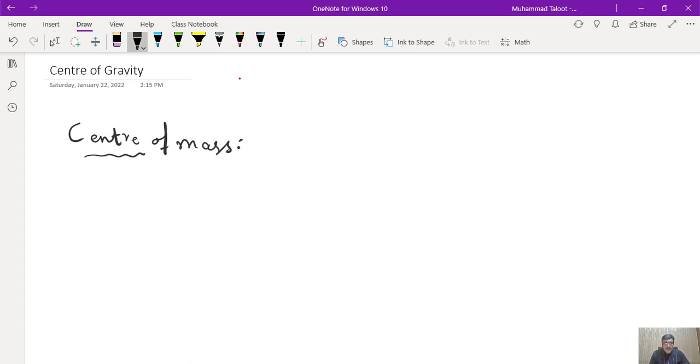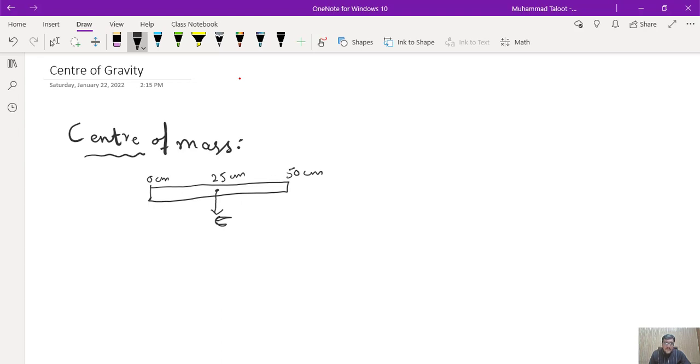Means to say, for example, if I have a scale here. This is the 0 centimeter mark, and somewhere here it is the 50 centimeter mark. So what is the center of this? Obviously its center will be at 25 centimeter. So it means that its whole weight is going to act at 25 centimeter, or the center of gravity of this scale is this 25 centimeter.